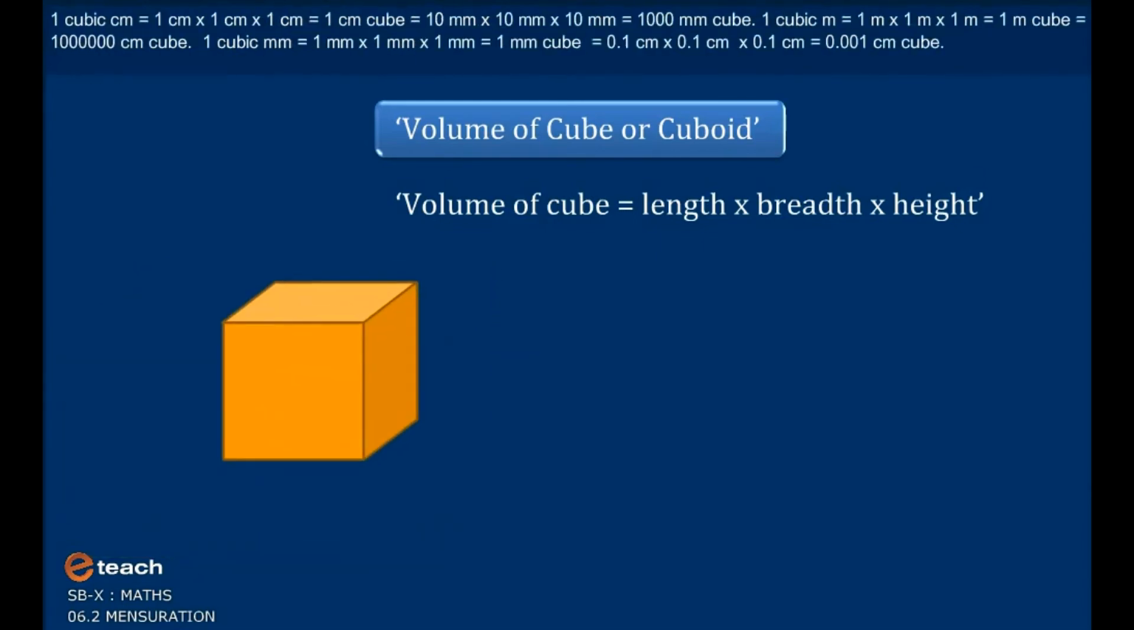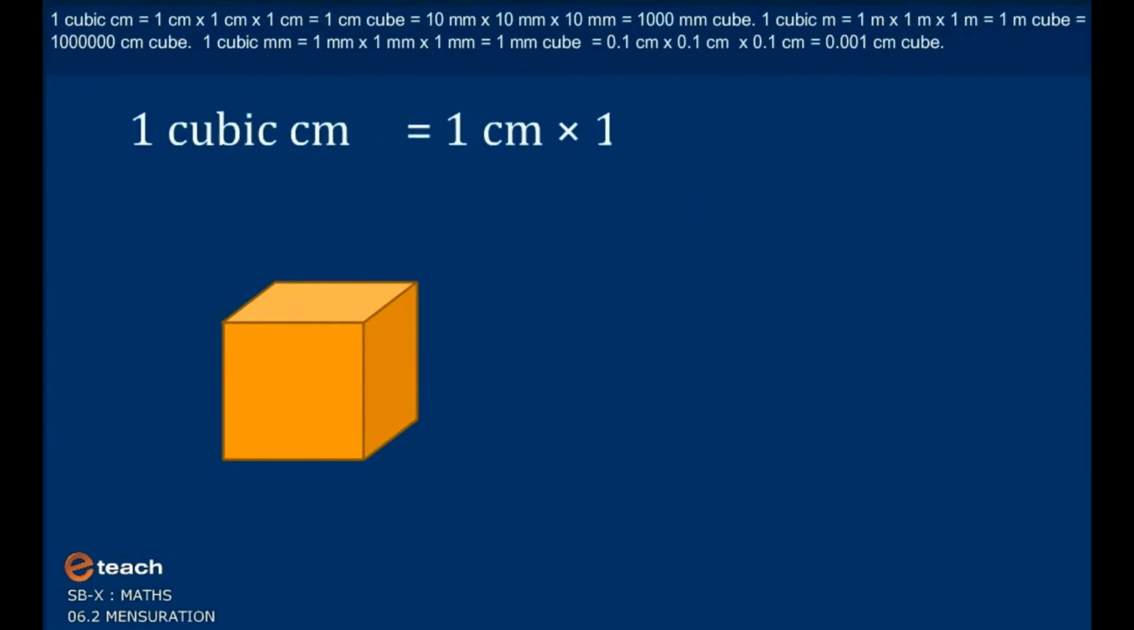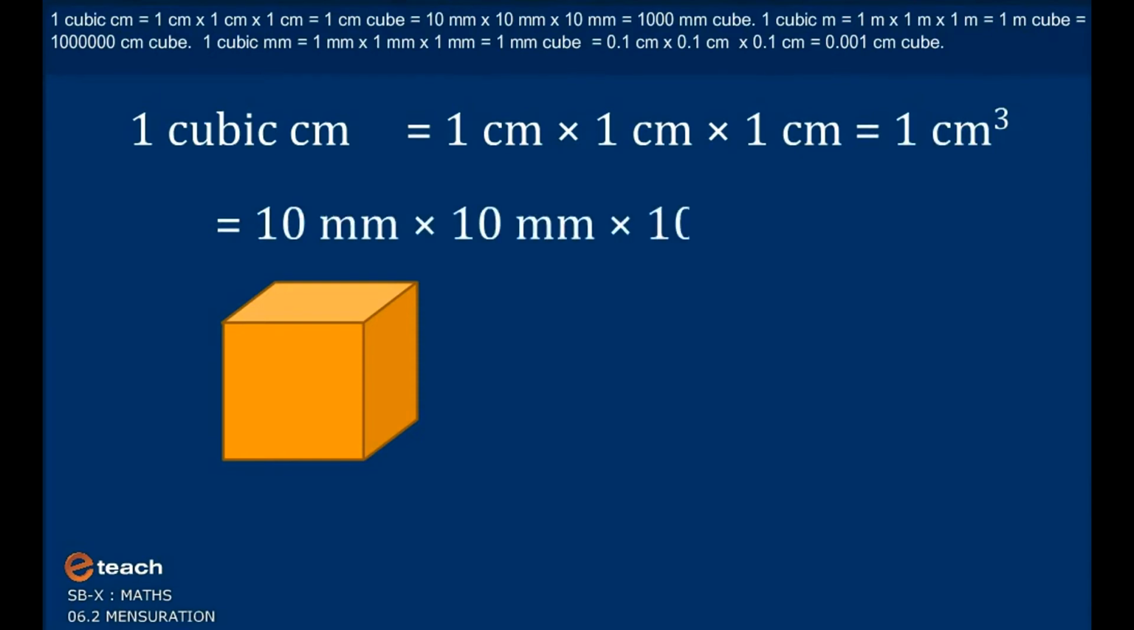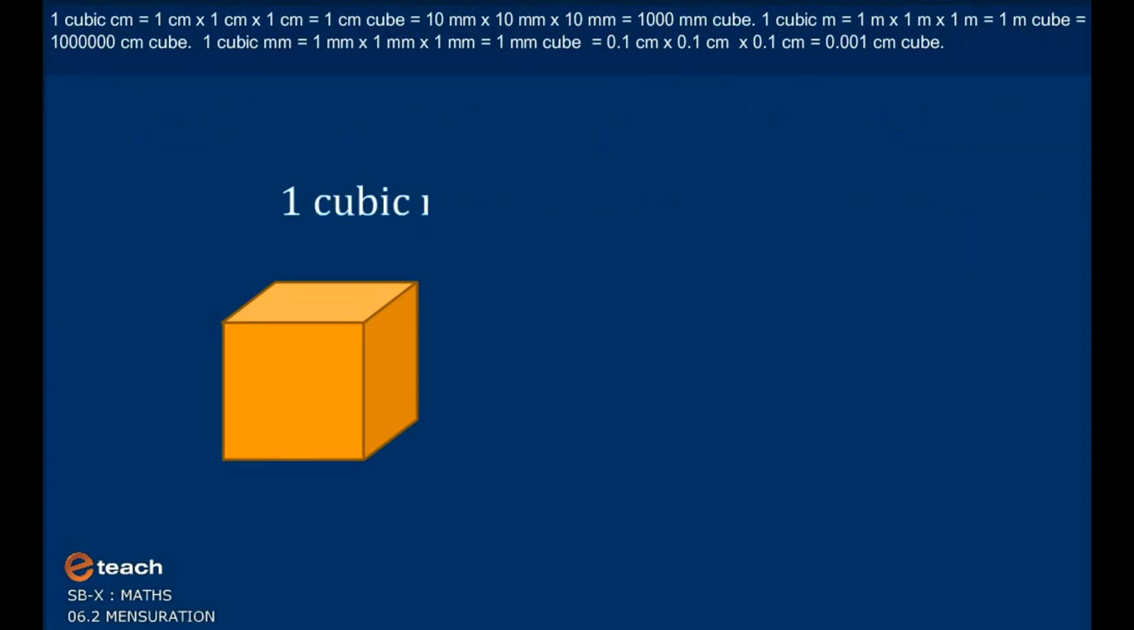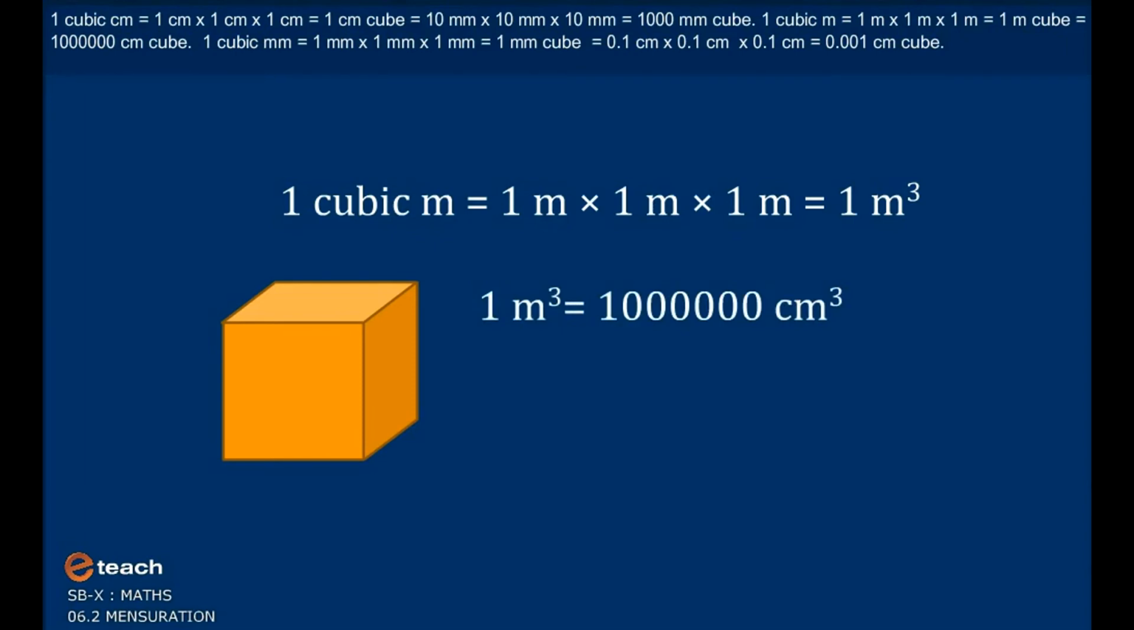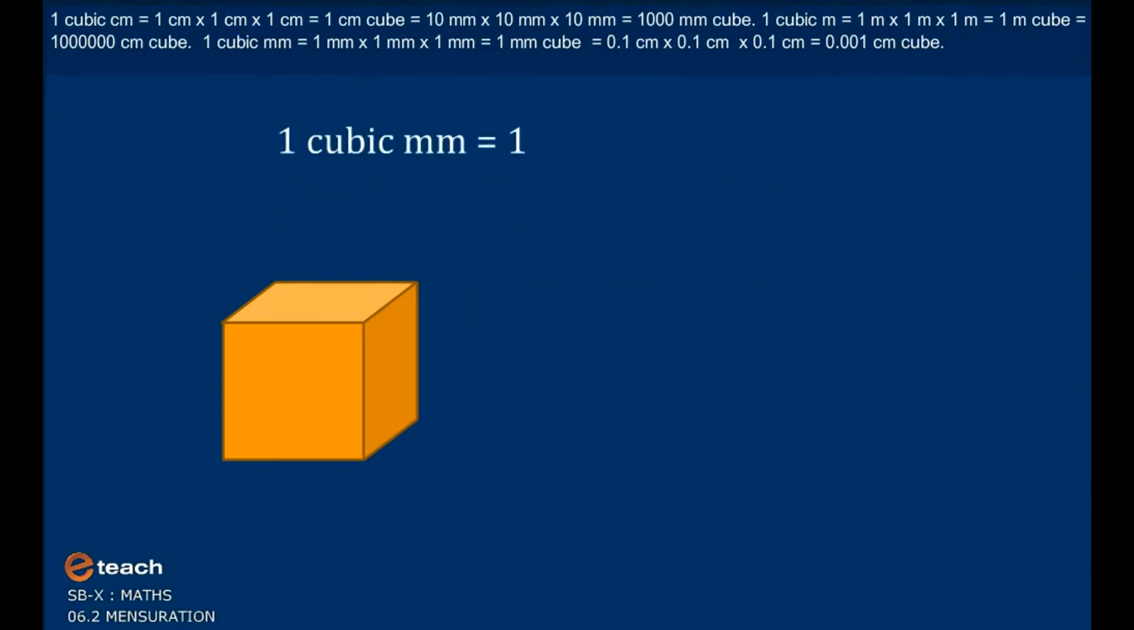1 cubic centimeter is equal to 1 centimeter into 1 centimeter into 1 centimeter, which comes to 1 centimeter cube. 10 millimeter into 10 millimeter into 10 millimeter comes to 1000 millimeter cube. 1 cubic meter is equal to 1 meter into 1 meter into 1 meter, which comes to 1 meter cube. 1 cubic millimeter is equal to 1 millimeter into 1 millimeter into 1 millimeter, which comes to 1 millimeter cube.